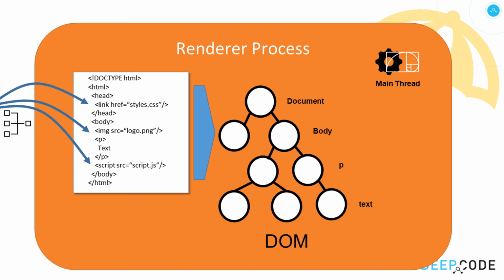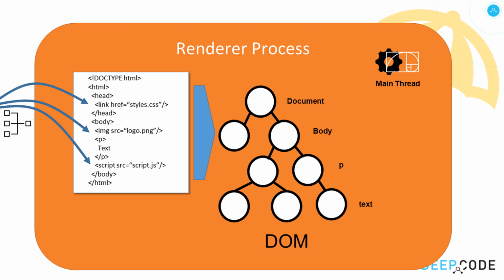And it all starts with the browser process feeding the rendering process the HTML that comes in as a string. So the renderer process, as we see it here, uses the main thread to parse the incoming string into what is called a document object model, or DOM, which is a tree-like representation of the HTML in memory.